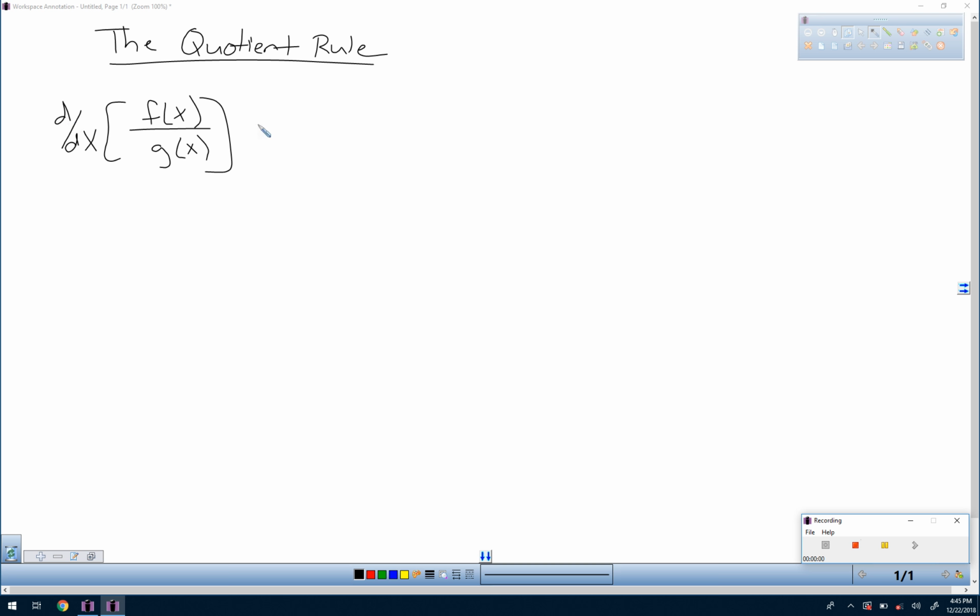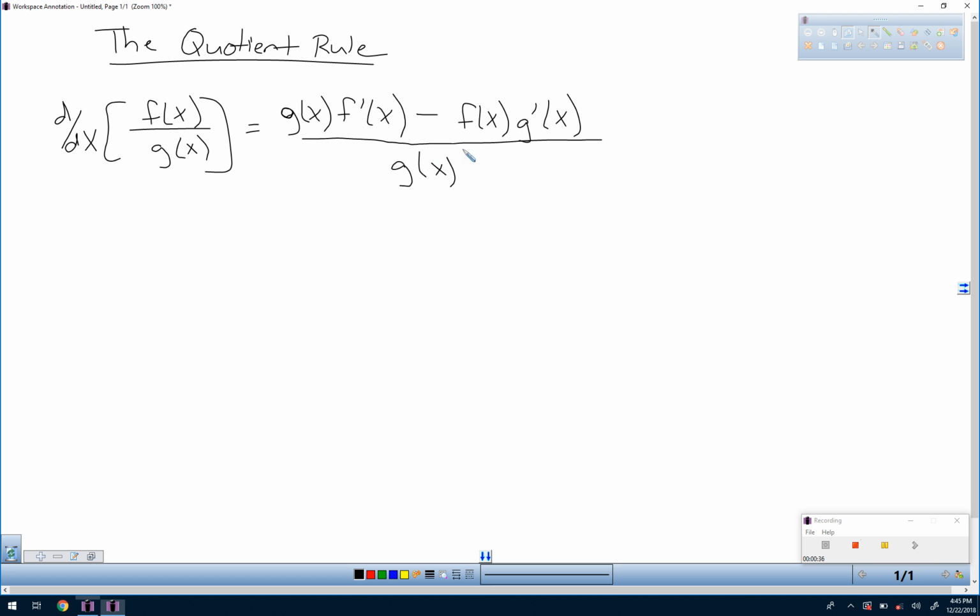well, the rule is the derivative of f of x divided by g of x would be g of x times the derivative of f of x minus f of x times the derivative of g of x all over g of x squared.